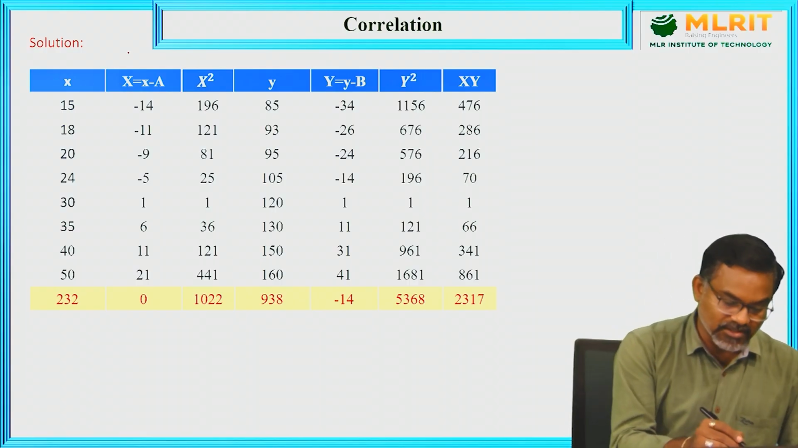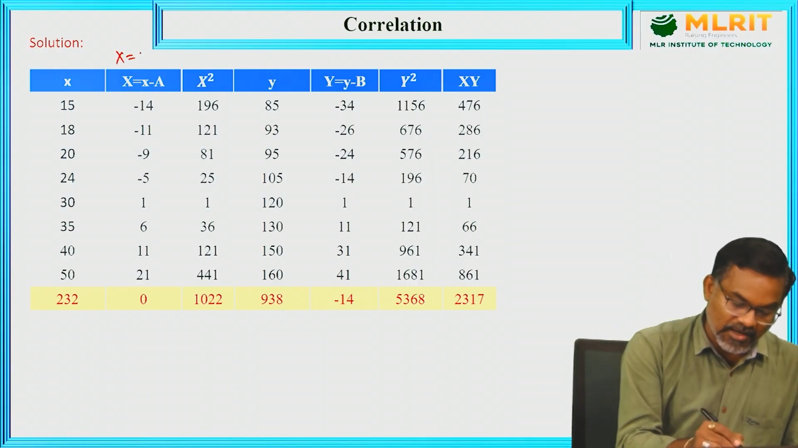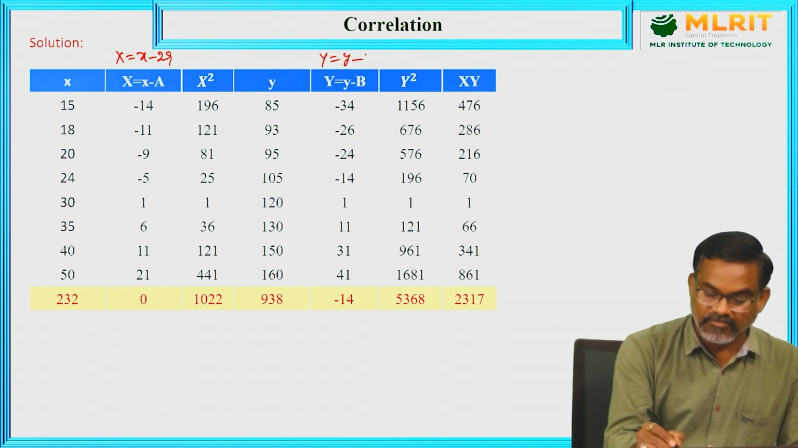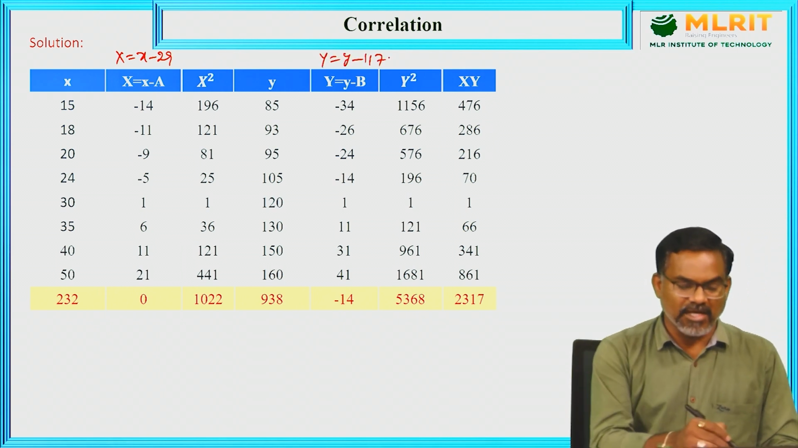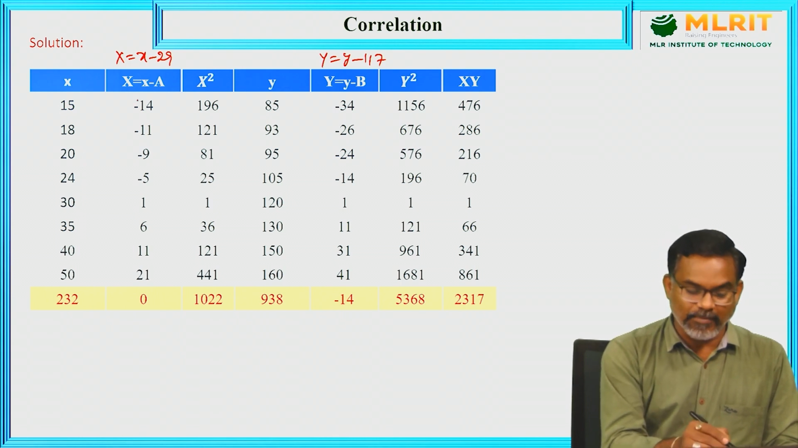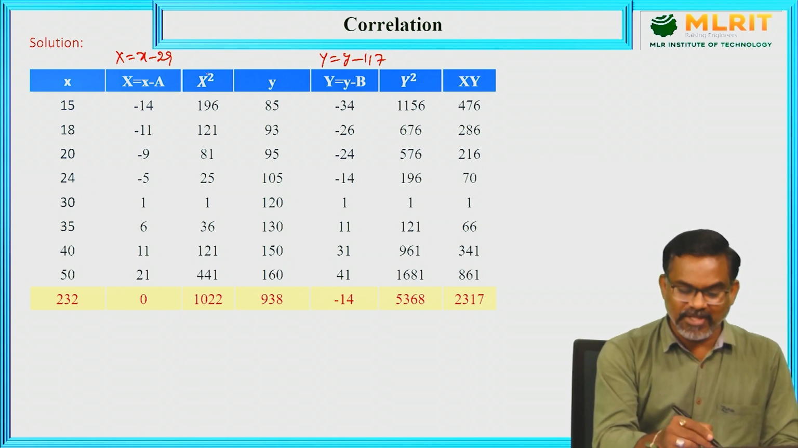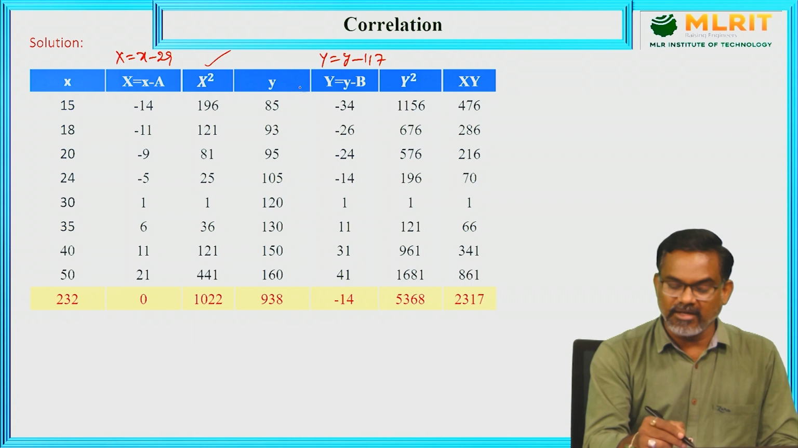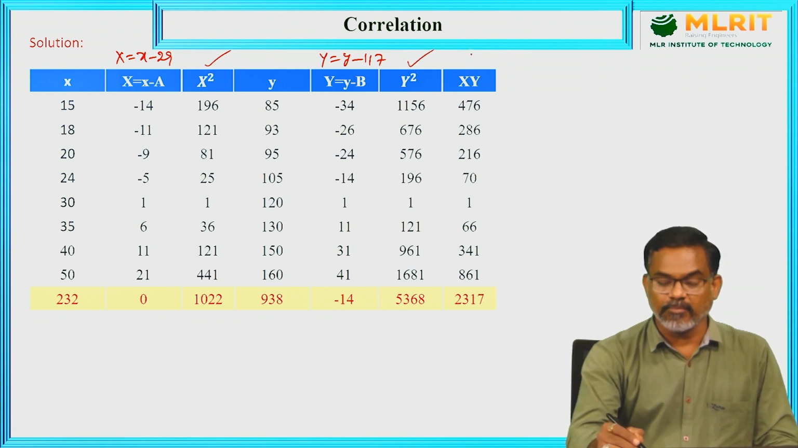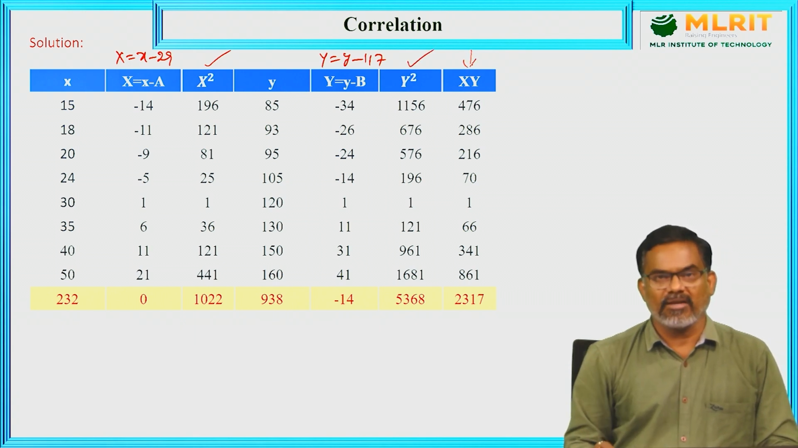Now this is x minus 29 and this is y minus 117, and these are the leftmost column x values. We convert that x to capital X using x minus 29, then square the values. Similarly, y to capital Y, square the values of Y, and finally the product of x and y values.